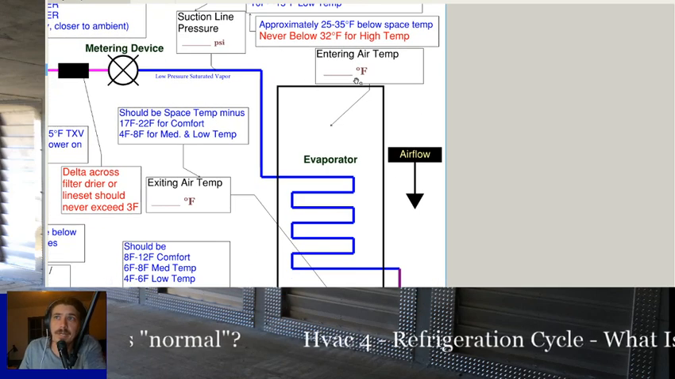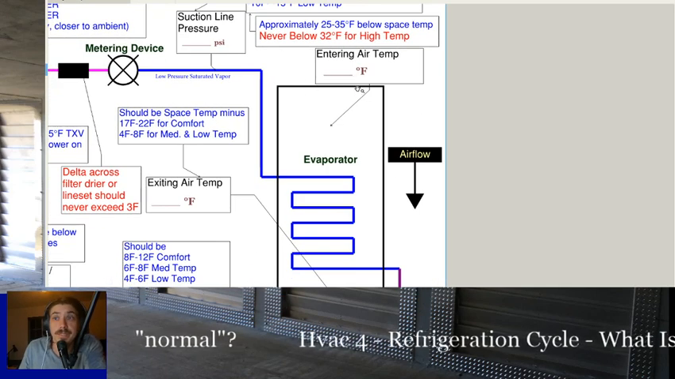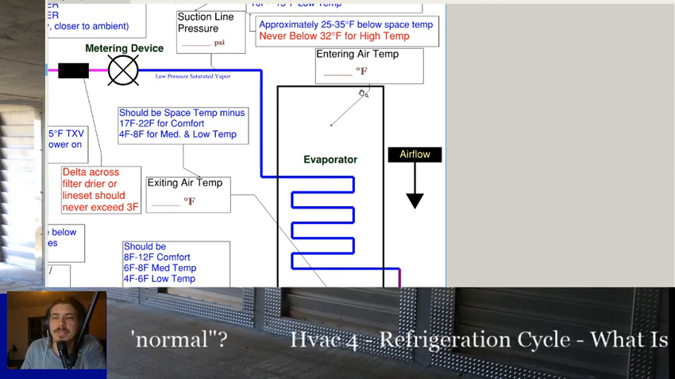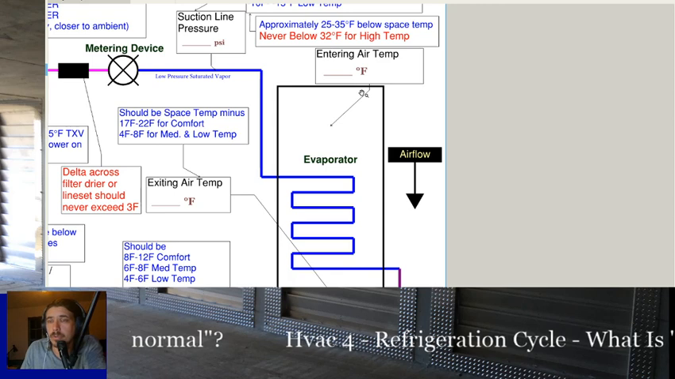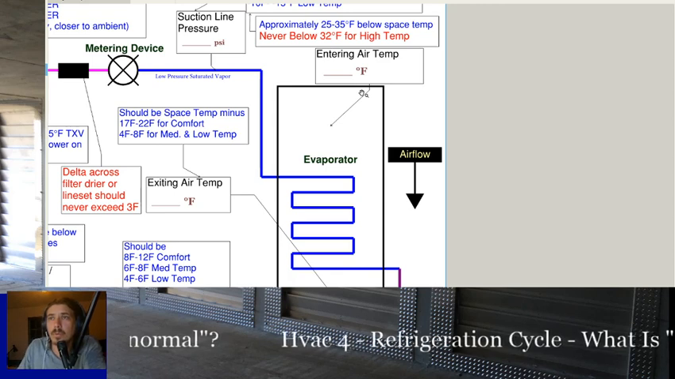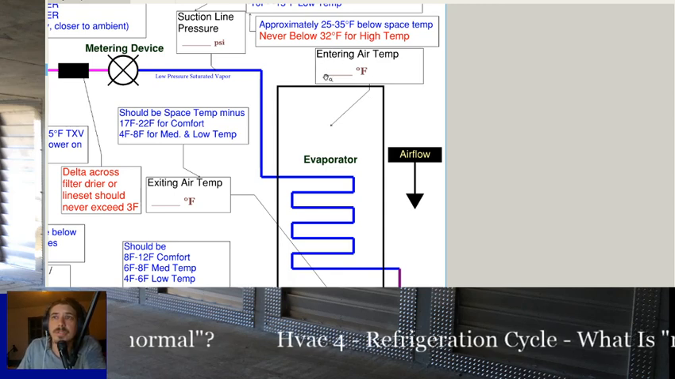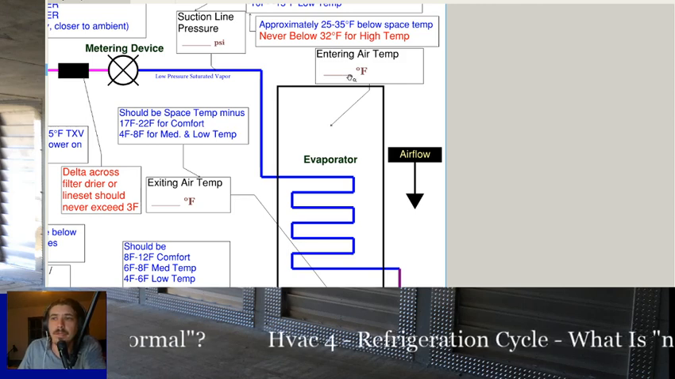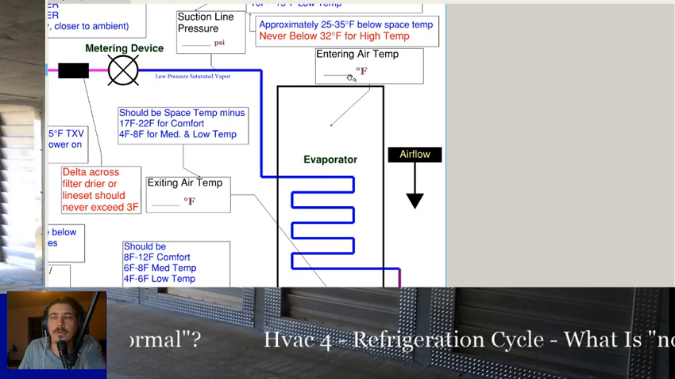Again, entering air temp should be design temperature, ideally 75 degrees. Some people may keep it a little cooler, some people may keep it a little bit warmer, but it should be close to the airspace in the house or in the room or the unit or whatever it is.